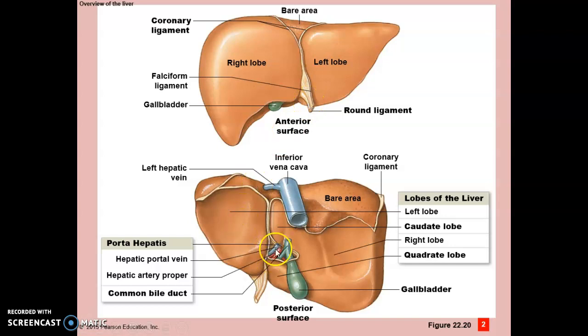And if you flip up the liver, this is the posterior surface. It's not the way we normally flip up the liver when we're looking at the torso. But you'll see the quadrate lobe and the caudate lobe on the underside. Here you can see the porta hepatis, the hepatic portal vein, the hepatic artery, and the common bile duct.